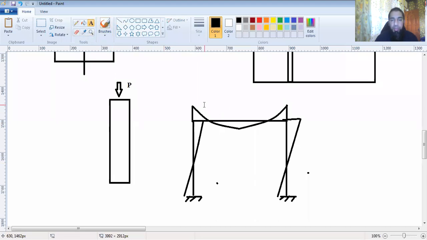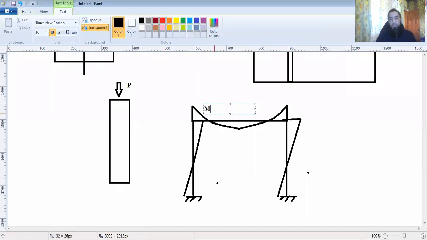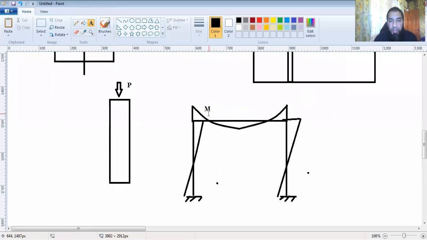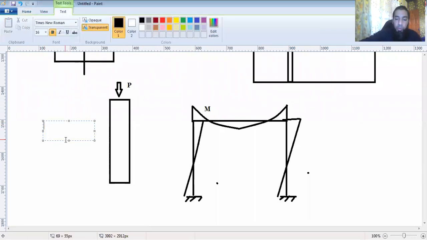Now how did this moment M come about? If the load was concentric, there would have been no moment in the column. But because the load is eccentric here, acting from one side, the moments come. The moment M is acting at the top of this column. So we can say that the moment is equal to load P times E, where E is the eccentricity.